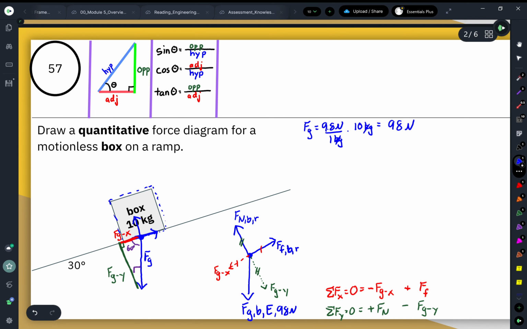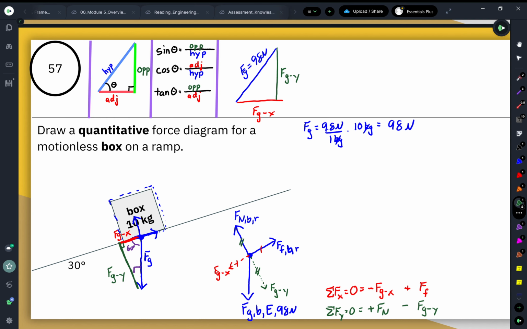I'm going to redraw this to make it even easier for us to see at the top of the screen. This right here is the original force of gravity that we have already quantified as 98 newtons. This right here is going to be our force of gravity dash x that we don't currently know what the magnitude is going to be. And this part right here is going to be our force of gravity dash y, which we also don't know what it's going to be.